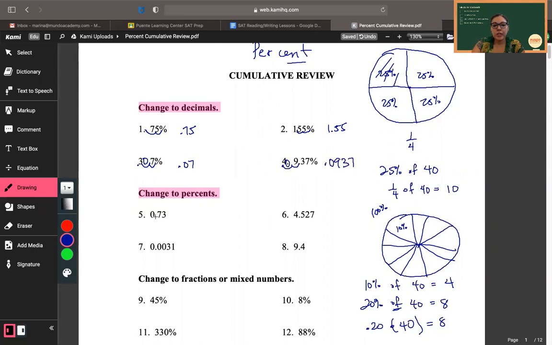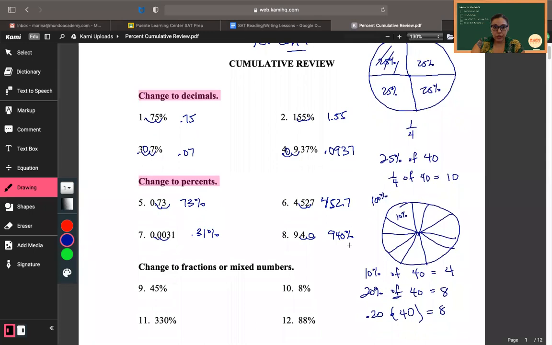When you change to a percent, you go the other direction. So then that would be 73%. On this one, we would move it twice, 0.31%. Regardless of where the decimal is, you always just move it twice. This one, I'm going to move it twice this way, add a 0, so then that's 940%. So to change to a decimal, you move to the left. To change to a percent, you move it to the right.